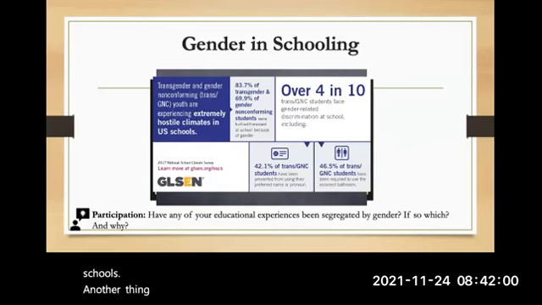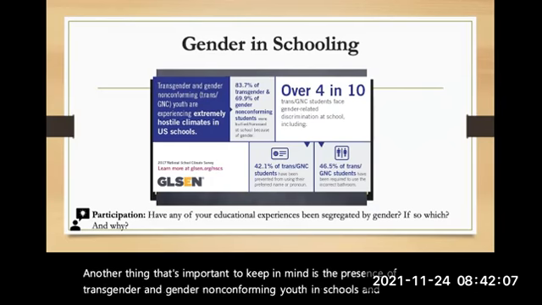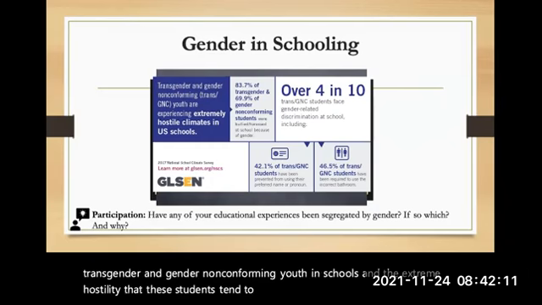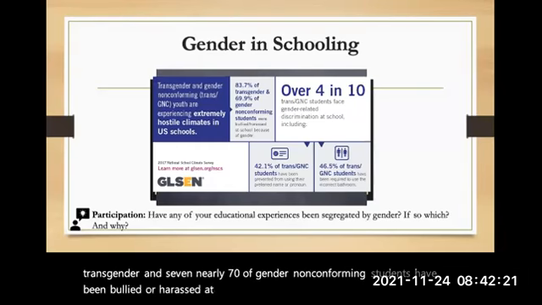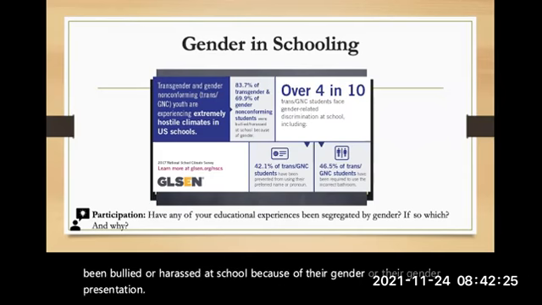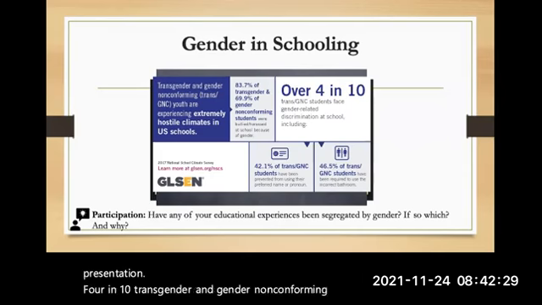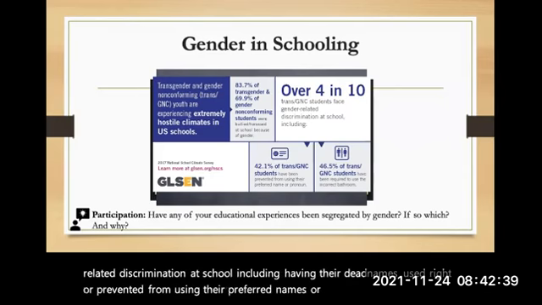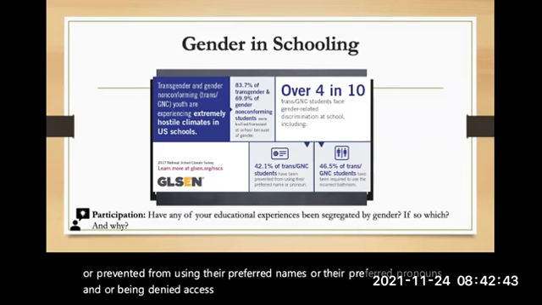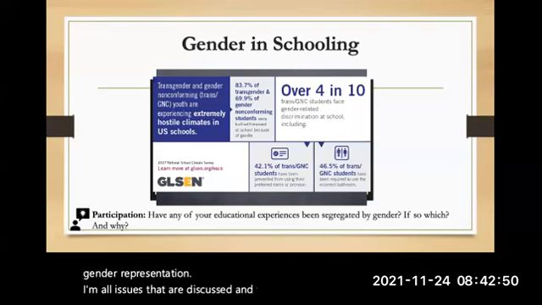Another thing that's important to keep in mind is the presence of transgender and gender nonconforming youth in schools and the extreme hostility that these students tend to experience. Around 84% of transgender and nearly 70% of gender nonconforming students have been bullied or harassed at school because of their gender or their gender presentation. 4 in 10 transgender and gender nonconforming students also face gender-related discrimination at school, including having their dead names used, right, or prevented from using their preferred names or their preferred pronouns, and or being denied access to the bathroom that aligns with their gender representation. All issues that are discussed and thought about under Title IX.